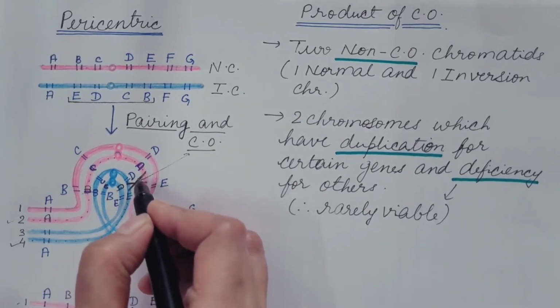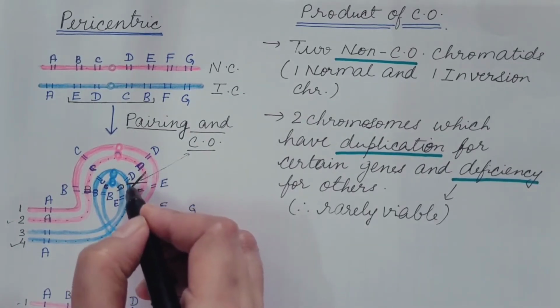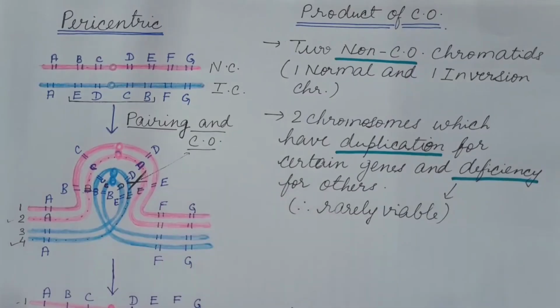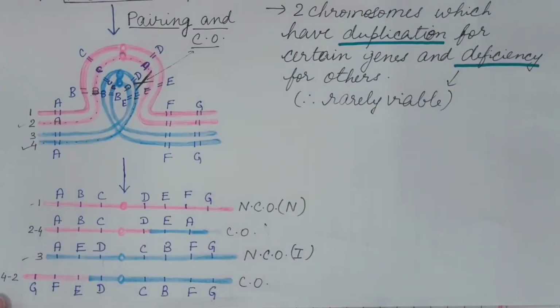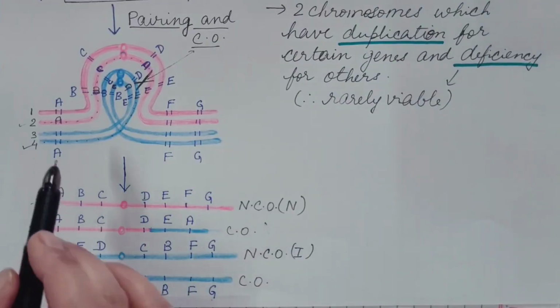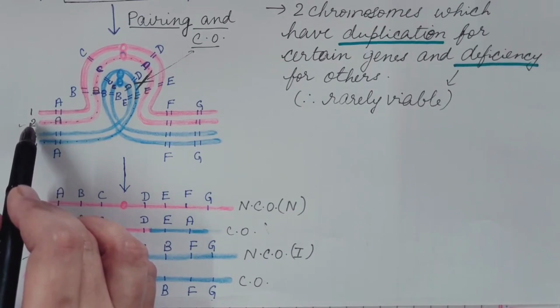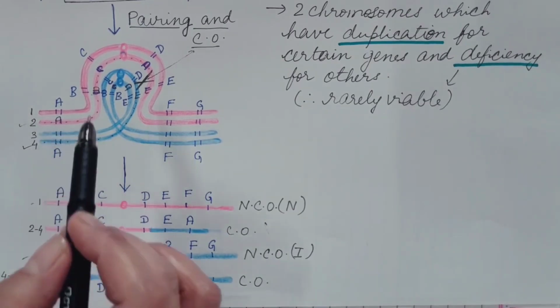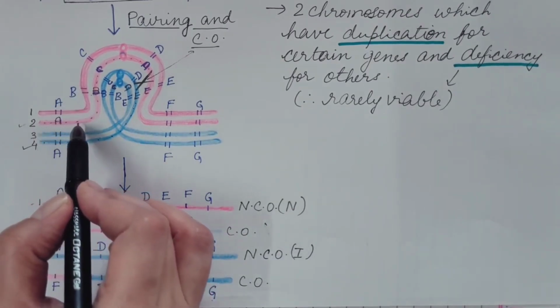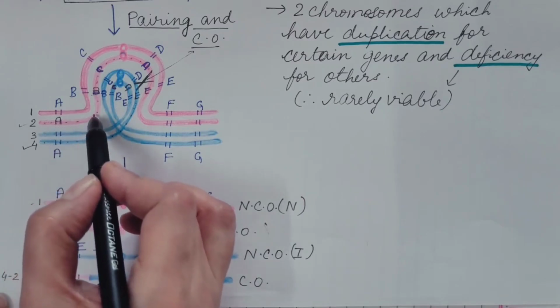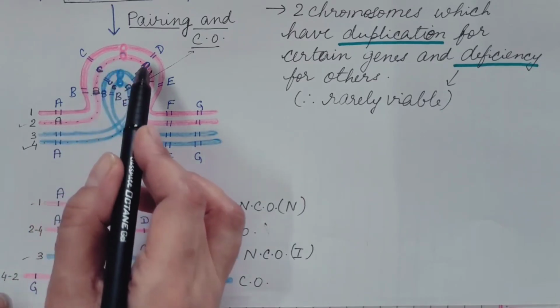Then the crossing over takes place. This chiasmata is formed. This is the point of crossing over. What is the product of crossing over after the segregation? So crossing over takes place between the chromatids second and fourth. We get one of the crossover products A, B, C, D.